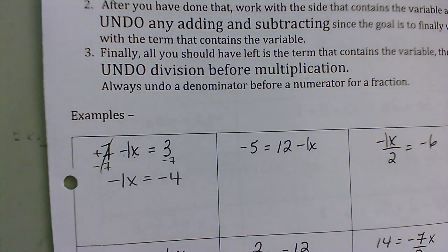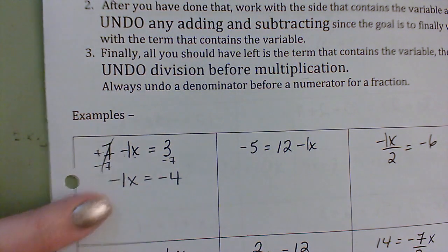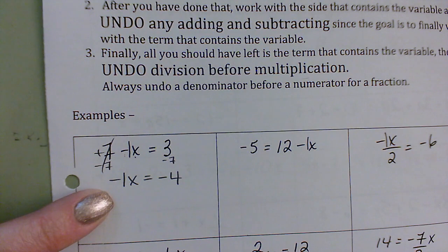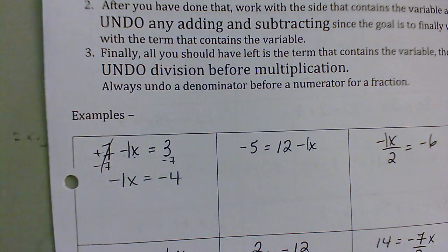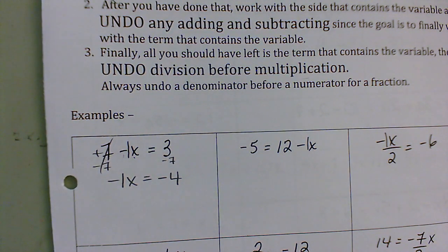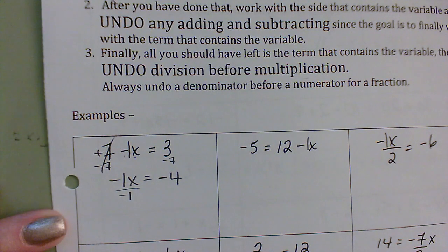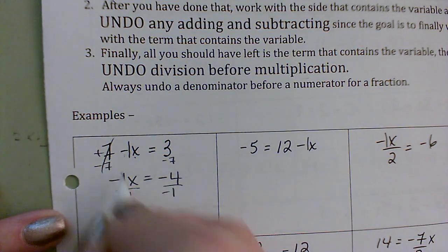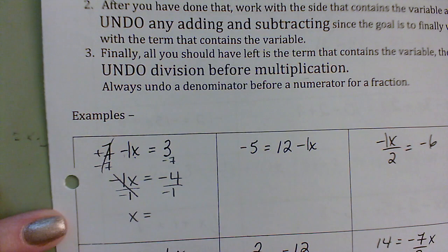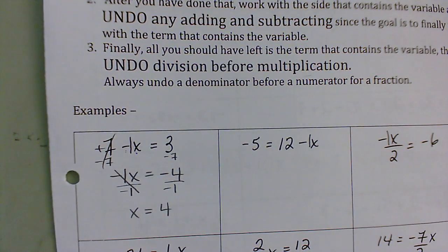Now last day, the x's were always positive. You never did any that had the x to be negative. Well, this is a negative 1 being multiplied to an x. So how do I undo multiplication? Division, right? I divide. So again, dividing is the little line that goes underneath the number. So I'm going to divide both sides by negative 1. So what happened to my answer? It went from negative 4 to positive 4.